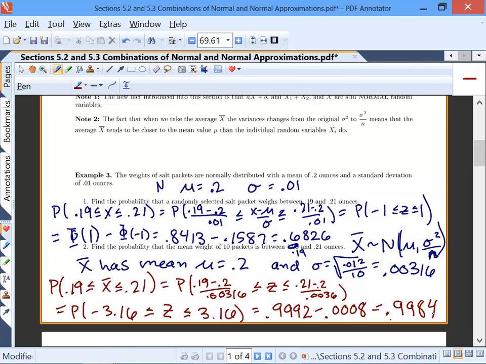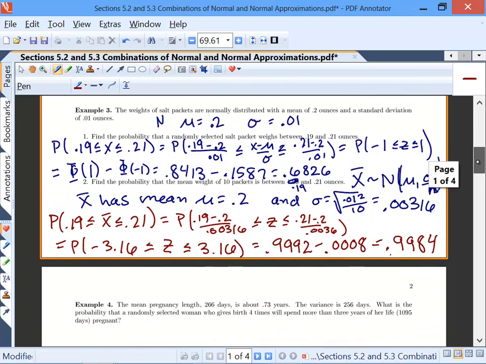So the probability is 0.9984. So let's look again at what this means. My original problem was, if I pick just one packet, then the probability that I'm between 0.19 and 0.21 ounces is 68%. But now if I take the mean of 10 packets, the probability that I'm between 0.19 and 0.21 suddenly jumps to 99%. So your x bar is always going to be that much closer to your original mean. There's not nearly as much variance once you start taking the averages.